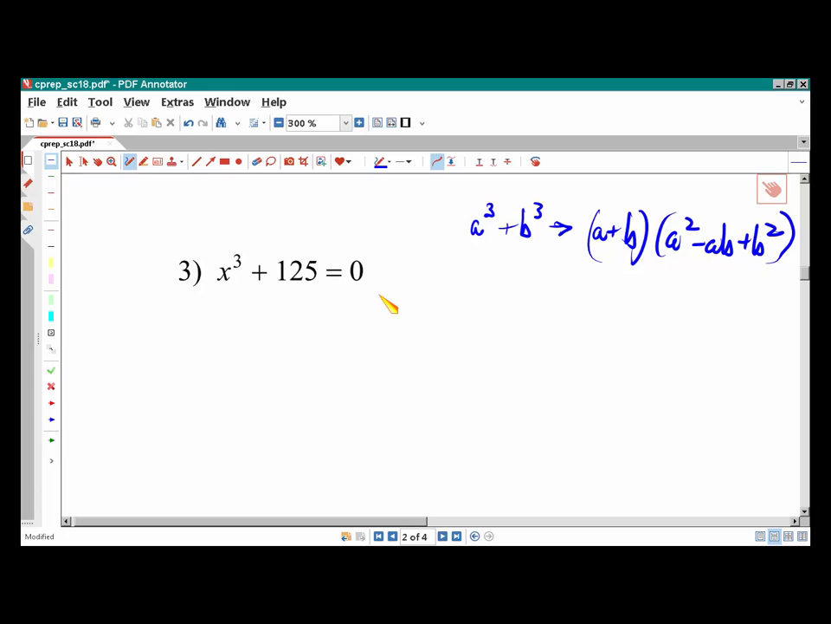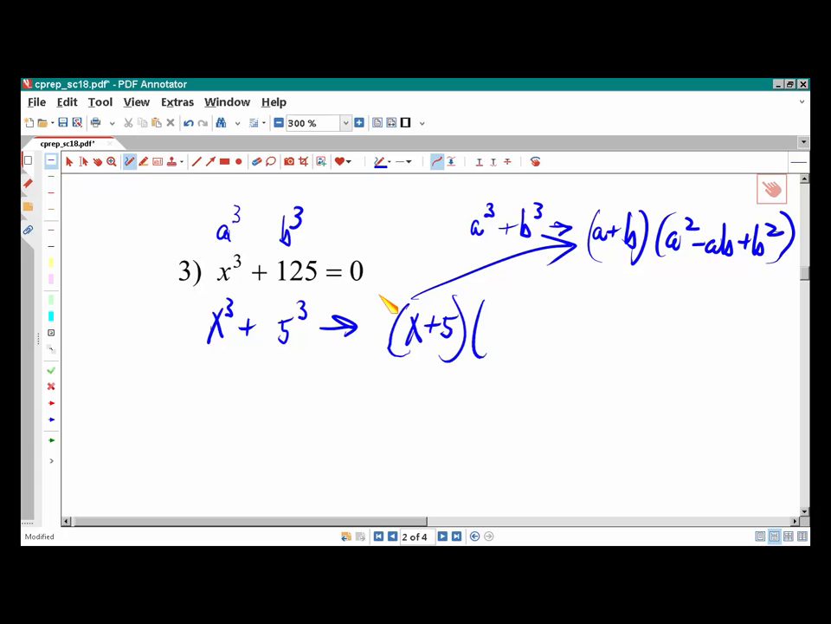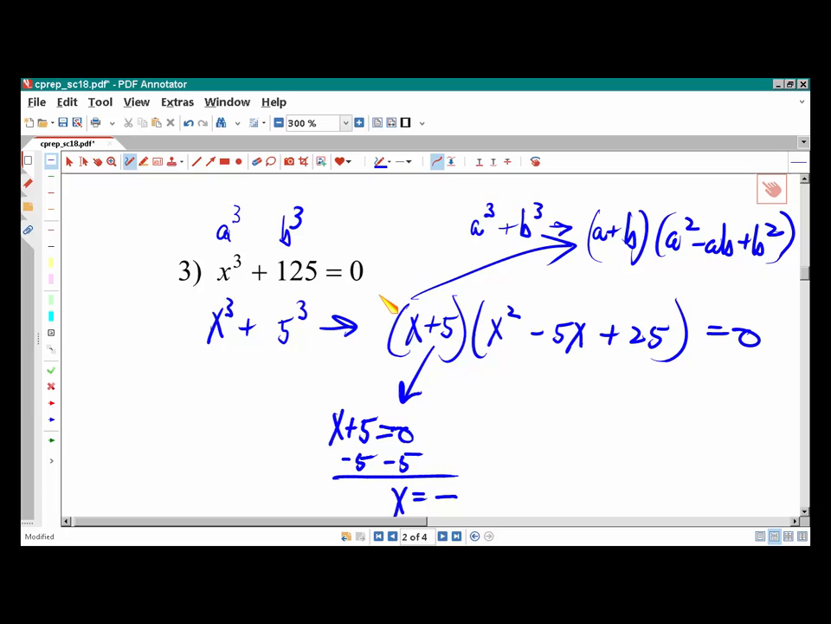Okay, so in this case, my x is what's in the a position, and then 125 is really 5 cubed. So really I have x cubed plus 5 cubed, and using the factoring pattern from up here, it's going to give me x plus 5 times x squared minus 5x plus 25. Alright, so now I set each factor equal to 0. So that gives me x equals negative 5.